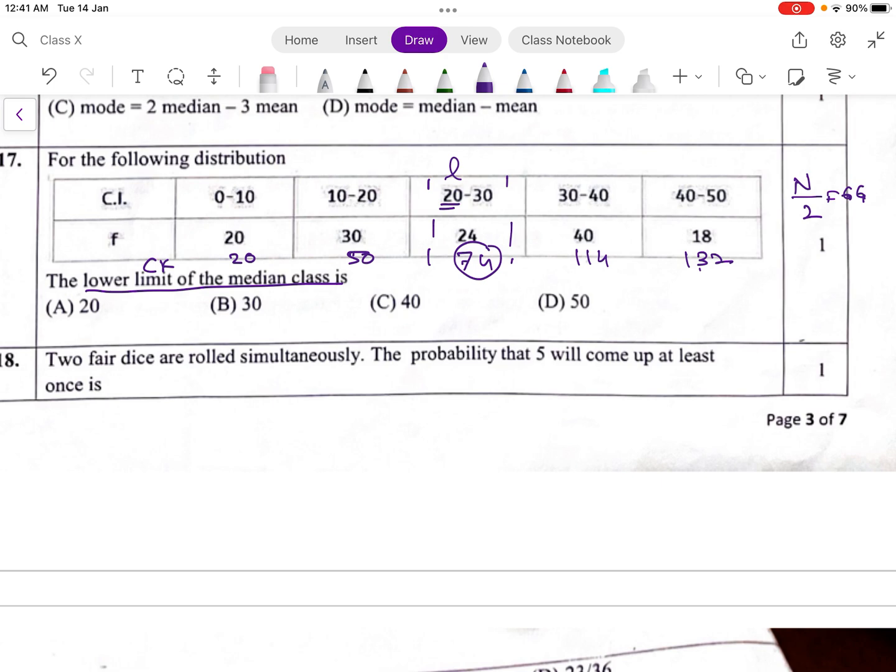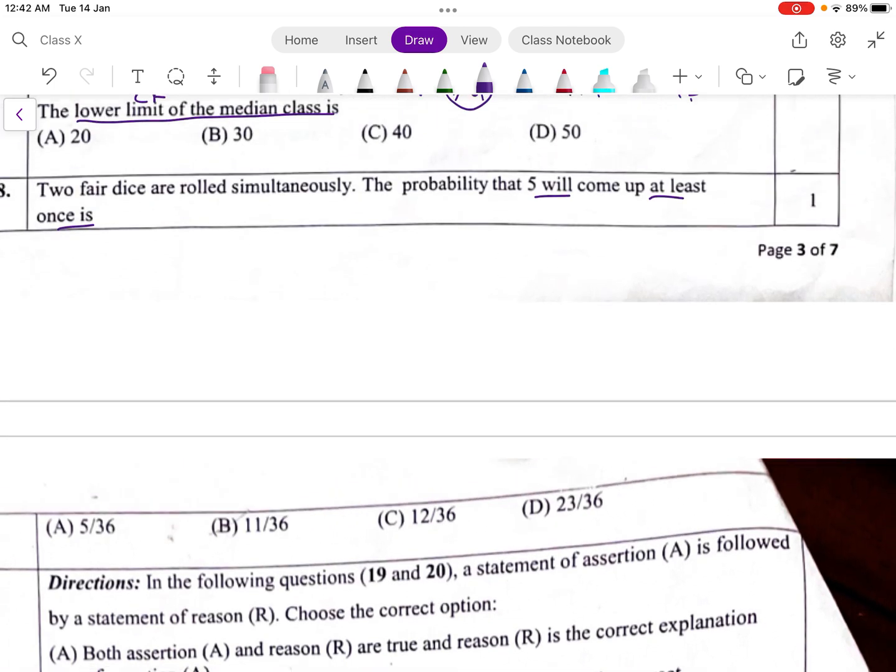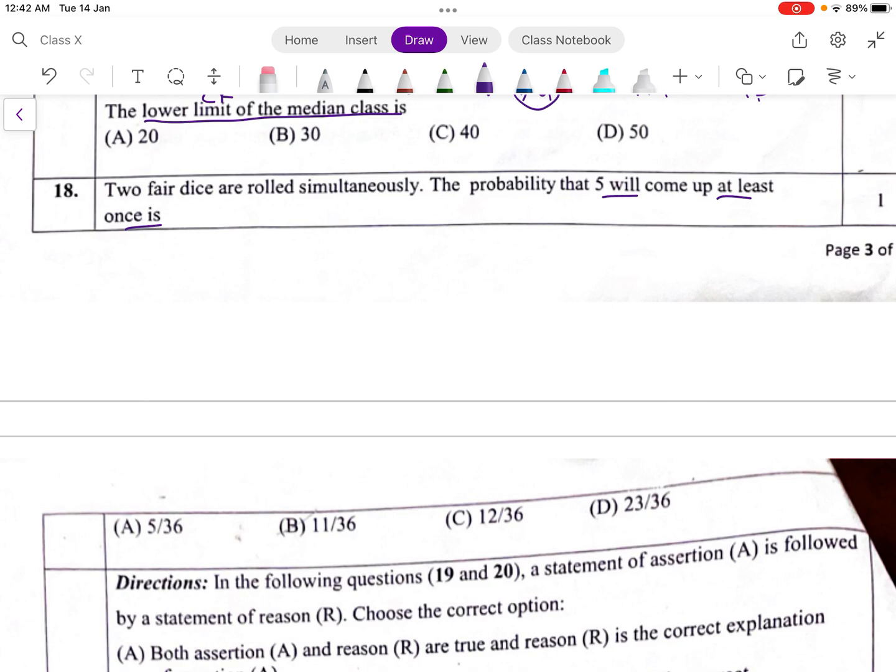Next question: two fair dice are rolled simultaneously, the probability that 5 will come up at least once is. When two dice are rolled together, you have to find the possible combinations. Suppose the first die always gives 5 and the next gives 1, then 5 comma 2, and so on up to 5 comma 5 and 5 comma 6. So a total of 6 combinations come from here.